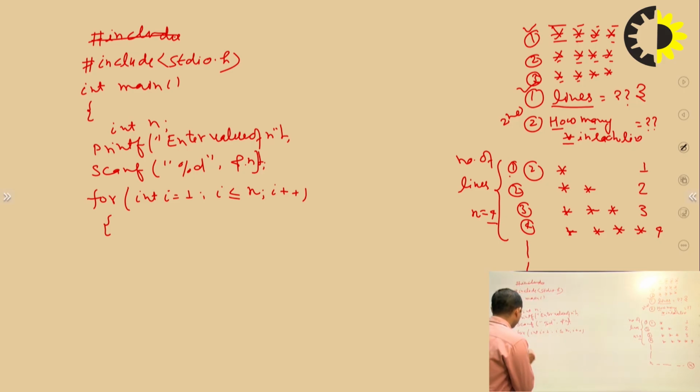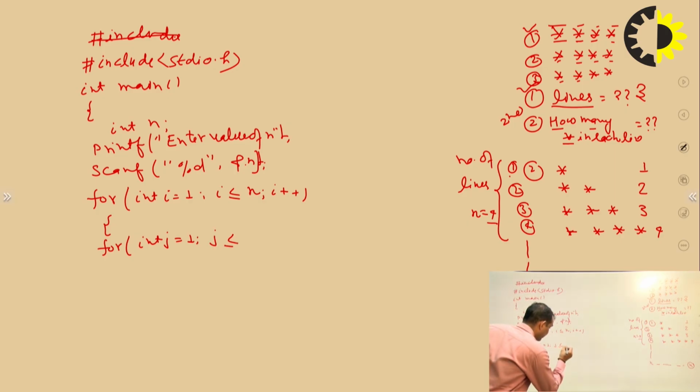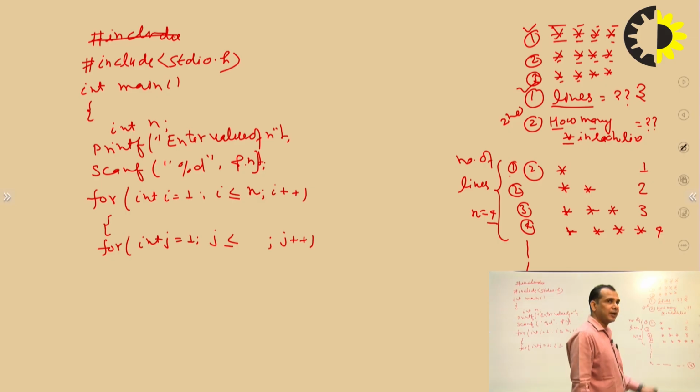Second one, we have to apply another loop, that is, how many stars we have to print. So we have to start from 1. We have to find out the condition, how many times we have to apply, and that is the j++. So from this pattern, we have to find out the relationship between these.